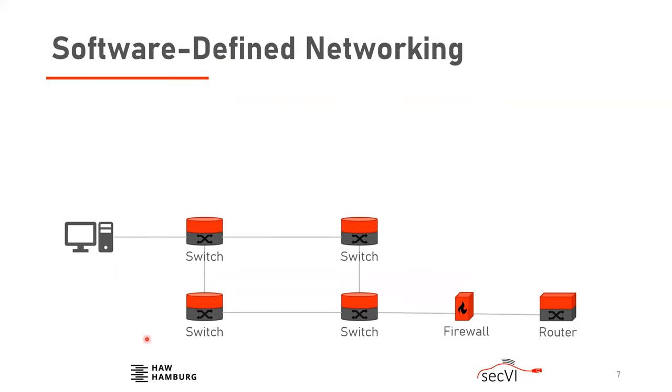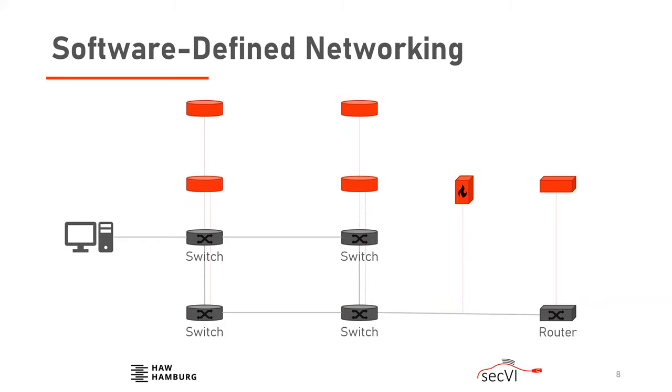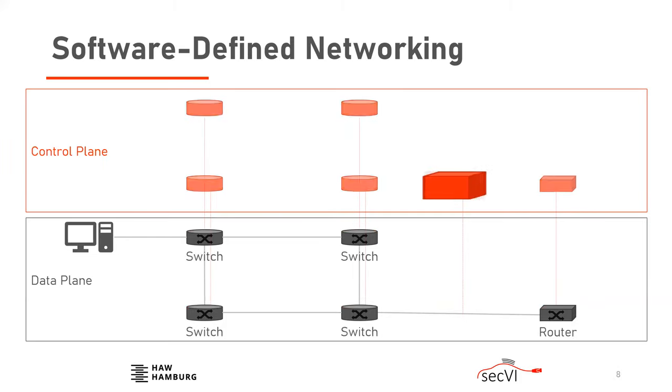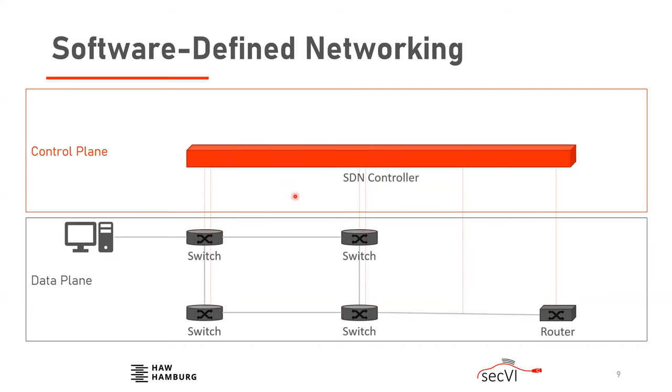Okay, the next concept I want to talk about is software-defined networking. The basic idea of software-defined networking is separating the control plane from the data plane. As you can see in this picture, we have the control plane, which is drawn in red, combined with the data plane, which is gray. And for SDN, we separate those two and combine the control plane into one single point, which is called the SDN controller. And with the SDN controller, we are able to apply modifications to the network or install applications that can steer the entire network from a single point.